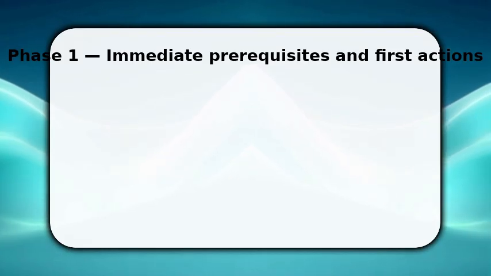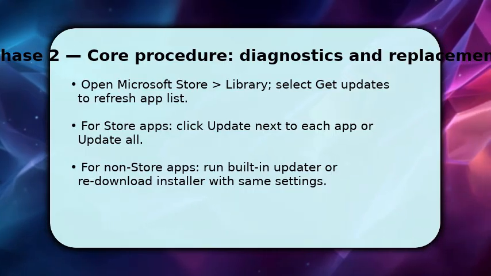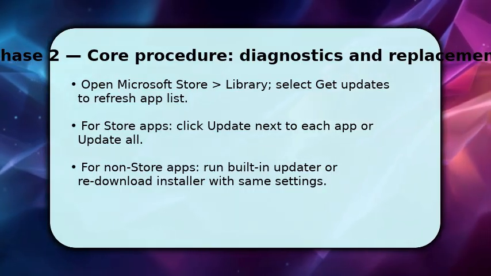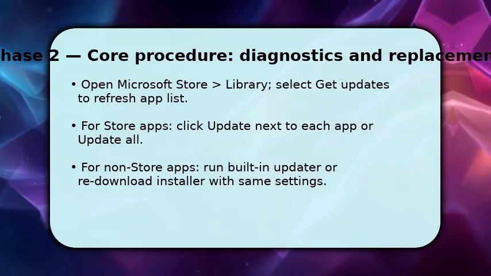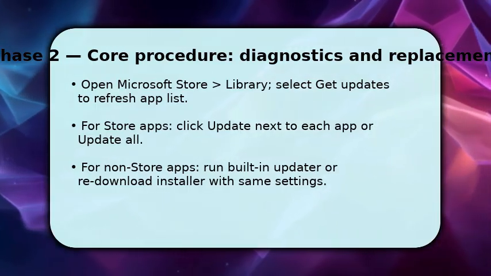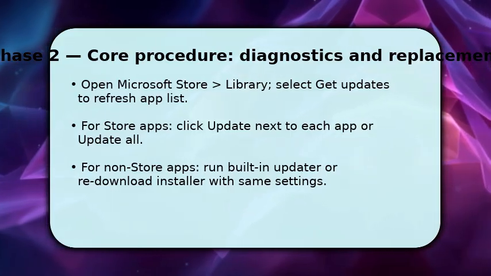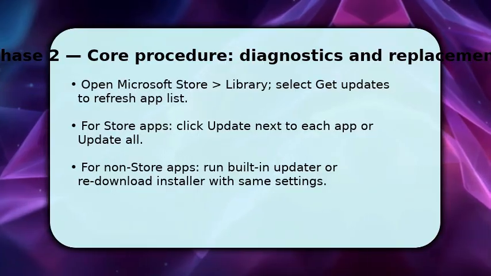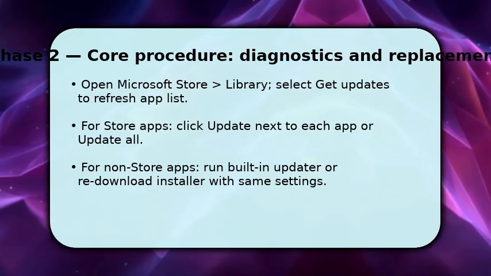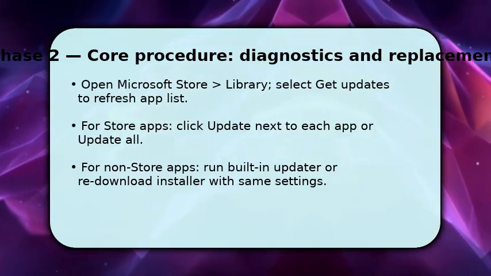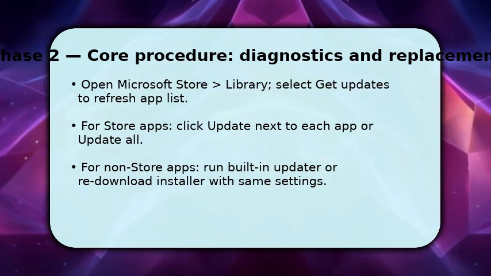You'll now run the actual download and install steps. This is where progress matters. In Microsoft Store, go to Library and choose Get Updates to refresh available patches, then click Update or Update All. Dependencies install in order. For legacy or non-store apps, launch the app's built-in updater or download the latest installer and run it with the same install path. This preserves settings. While updating, monitor progress and avoid interrupting power or network. If prompted, accept required permissions to complete installation.